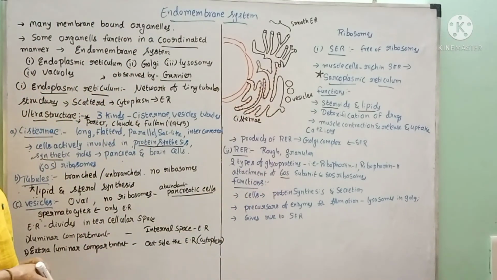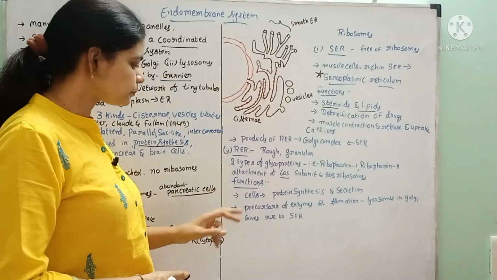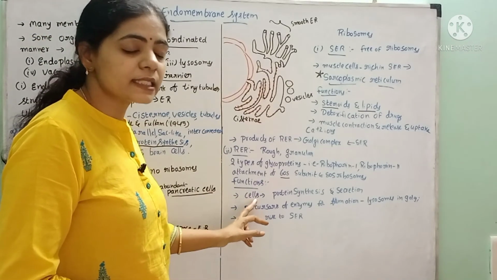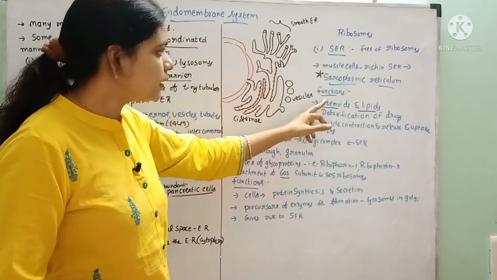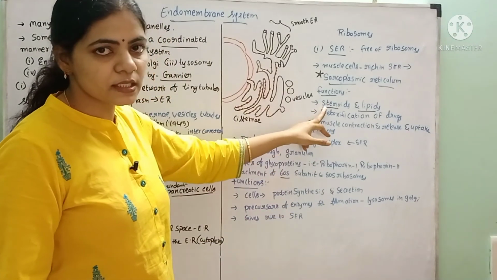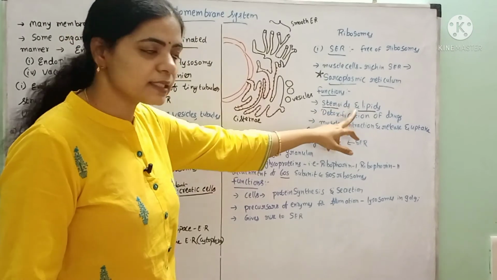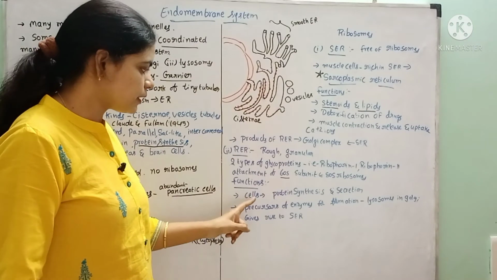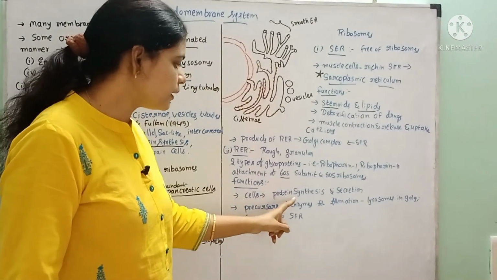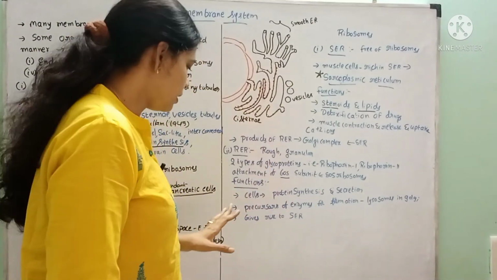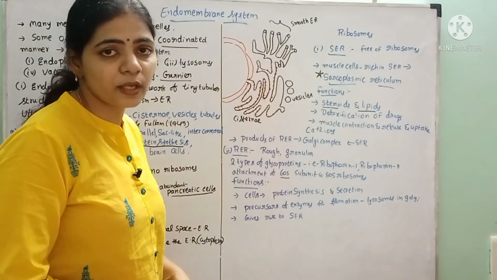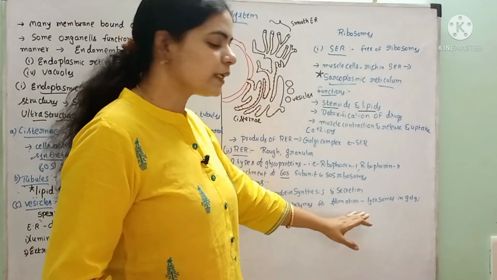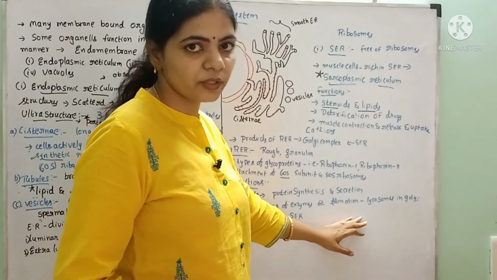And if you see the functions of this rough endoplasmic reticulum, it is present in the cells which are actively involved in protein synthesis, and the smooth endoplasmic reticulum is present in the cells which are actively involved in sterol and lipid synthesis, right? The rough endoplasmic reticulum is present in cells involved in protein synthesis and secretion, and it also provides precursor enzymes for the Golgi complex, which is involved in the formation of lysosomes.